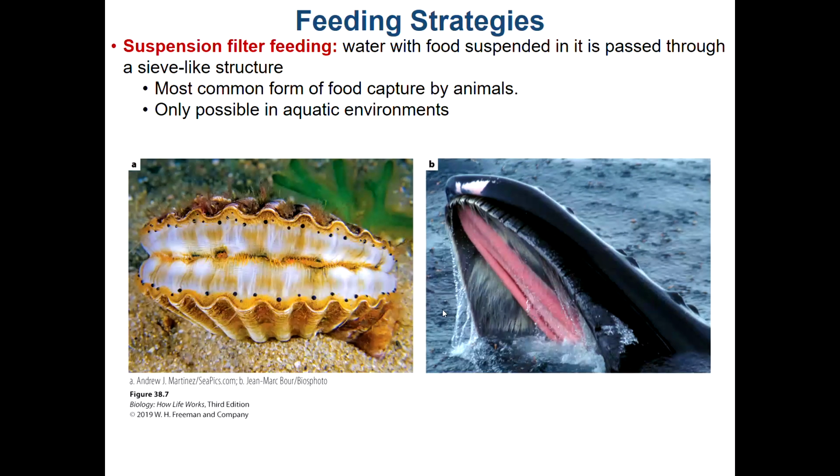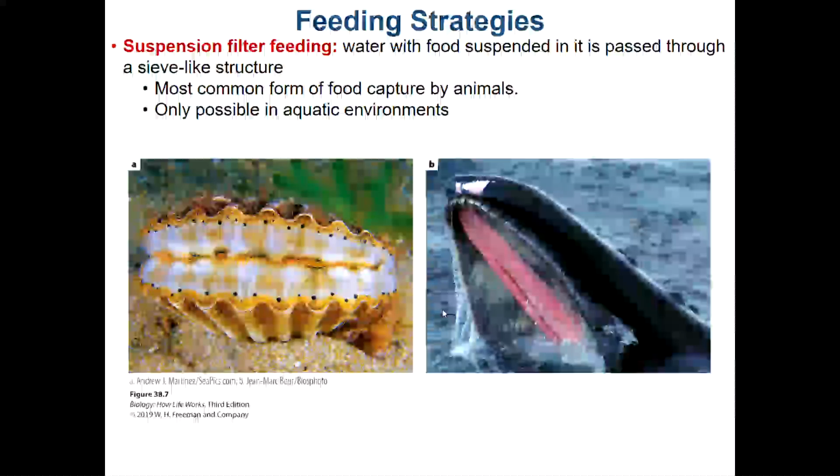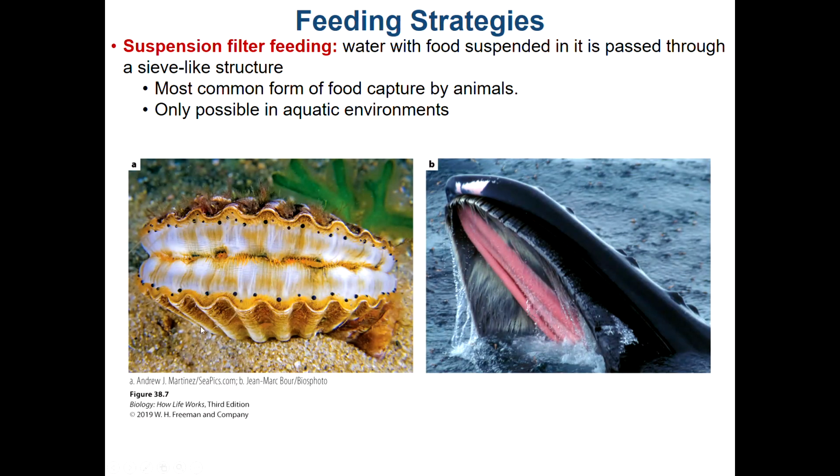different feeding strategies. The first is suspension filter feeding. In suspension filter feeding, water with food suspended in it is passed through a sieve-like structure. This is the most common form of food capture by all animals. But this type of food capture strategy is only possible in aquatic environments because you need to have food particles suspended in water. Many worms and bivalve mollusks, such as this scallop in this picture, clams and oysters, pump water over their gills to trap food particles suspended in the water.